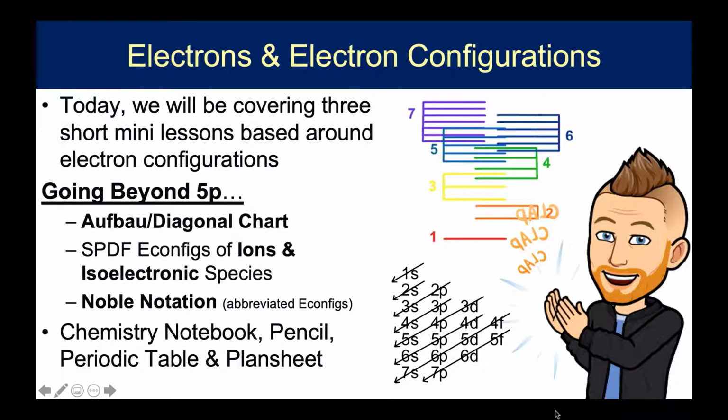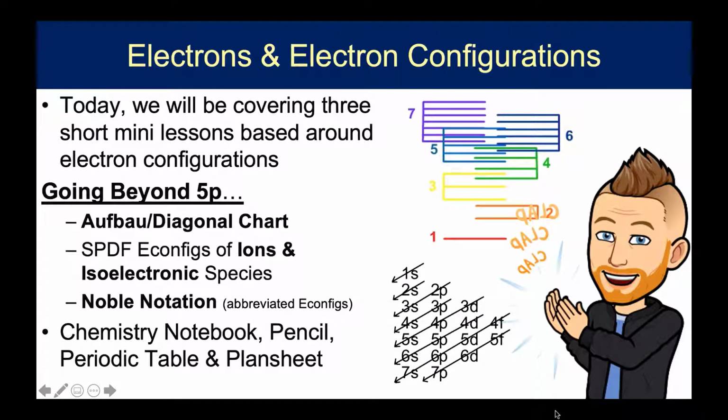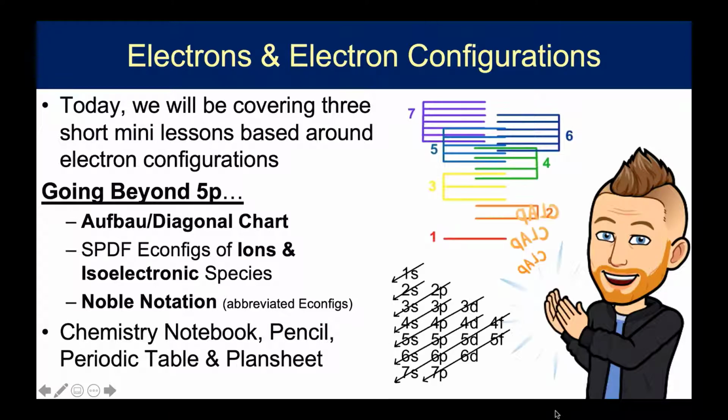If you haven't already done so, please make sure you have your chemistry notebook handy. You're going to need a pencil, a periodic table, and this little baby, which is called the diagonal chart or the Aufbau Matrix. You're going to need that to write some electron configurations. So without any further ado, let's get started.